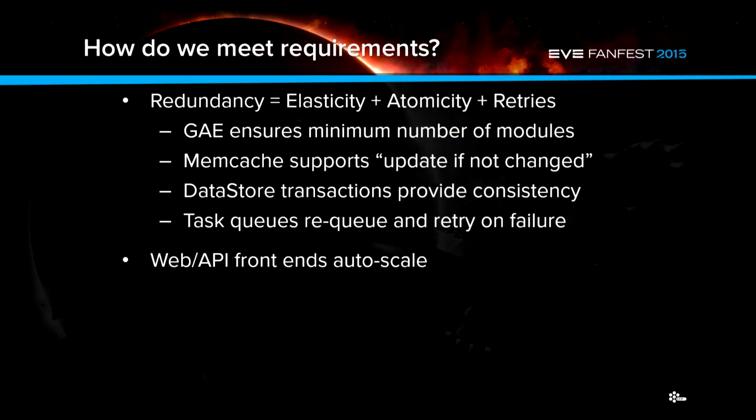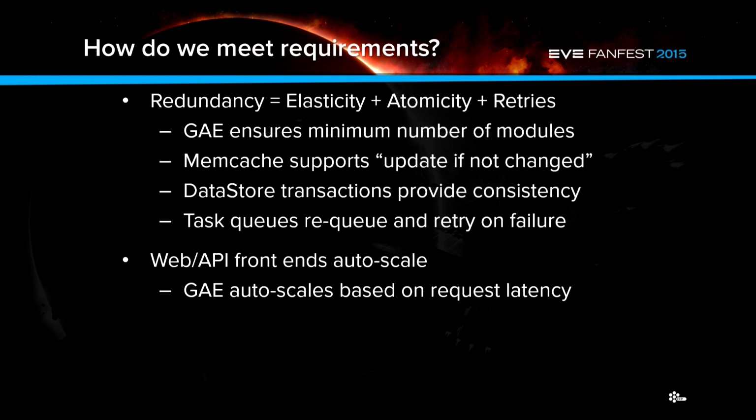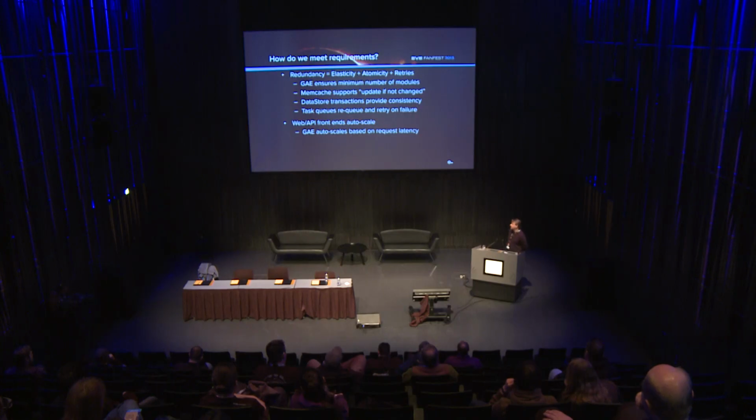For the front end, basically, I'm relying on the auto-scale features that I described earlier. The front end has the virtue that it's basically stateless, so it's pretty easy to auto-scale. I just need to tell App Engine how much latency to tolerate before starting up a new module, and it does it for me. So from these particular features, it's pretty easy to guarantee scale and redundancy.